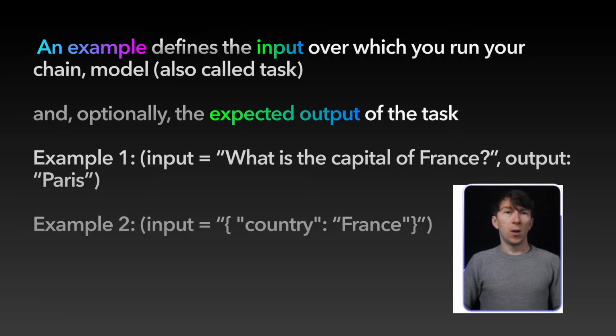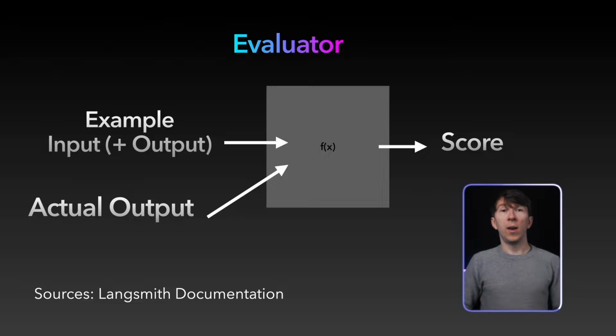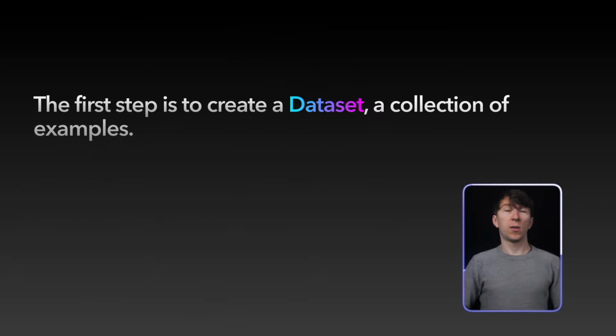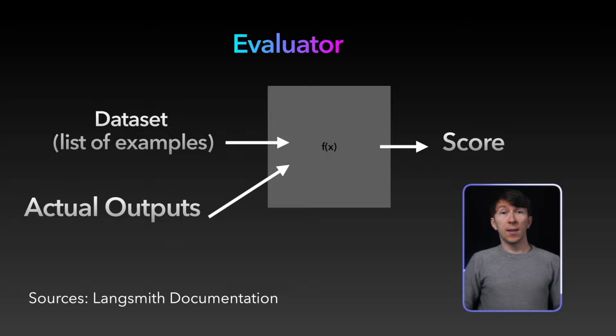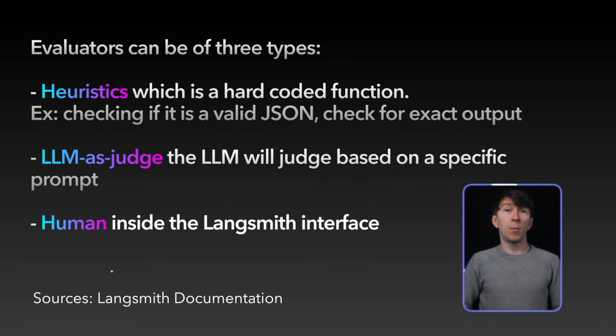Once I have these examples, I can use an evaluator. An evaluator is a function that takes as parameters an example and also the actual output and returns a score. We will see later what types of evaluators you can create. So the first step to evaluating our current results is to create a dataset, which is a collection of examples. The second step is to add existing evaluators or implement your own. You will pass that dataset and also the output you're getting from it to the evaluator that will return a score. Now let's see what types of evaluators you can use, and there are 3 types.